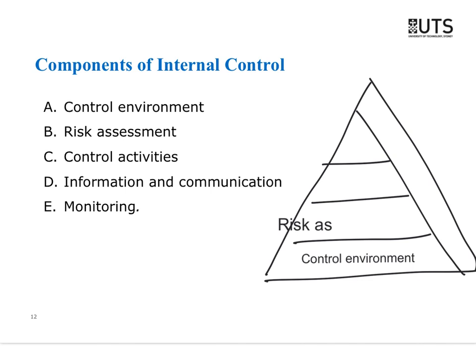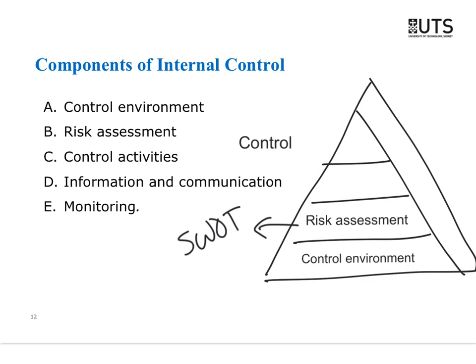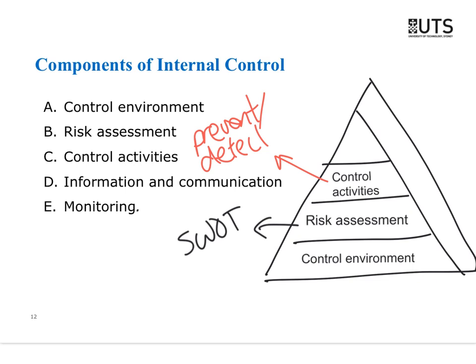B is the risk assessment process. What does the company do to minimize or evaluate threats to their organization? And in MPO, you might have looked at things like SWOT analysis, strengths, weaknesses, opportunities, threats. How frequently do they do it? How many people get involved? The next one is going to be our control activities. And our control activities are really anything that we're doing to try and prevent or detect a material misstatement.